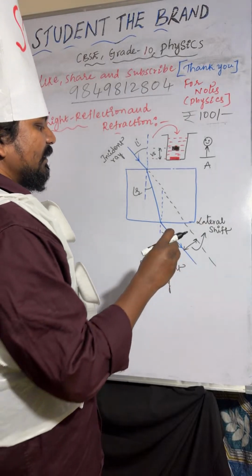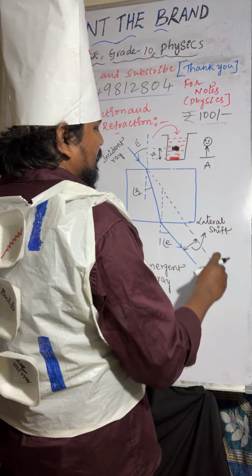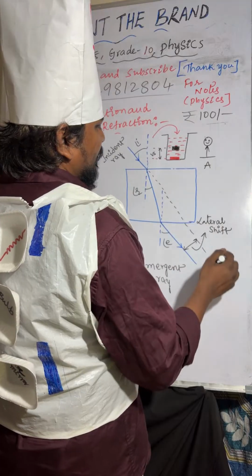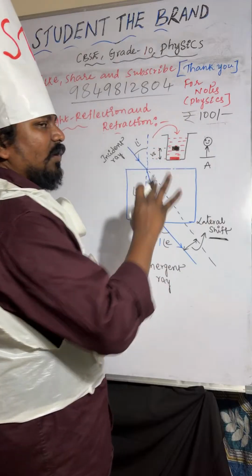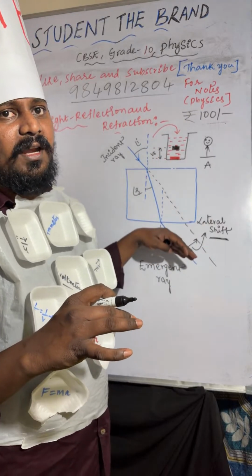Okay. So the distance between the emergent ray and the extended incident ray, or initial direction of the incident ray, is called the lateral shift. So that is about vertical shift, and this is about lateral shift.